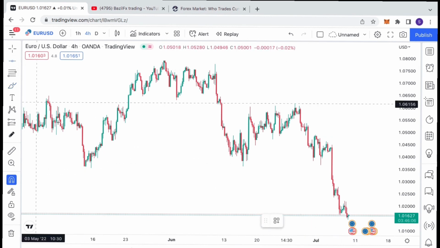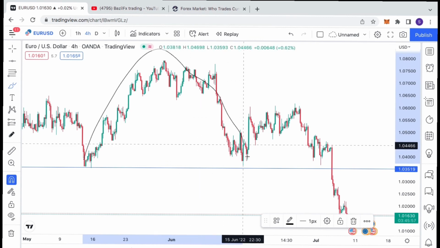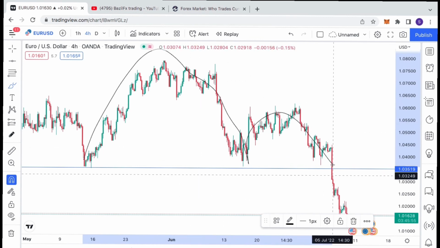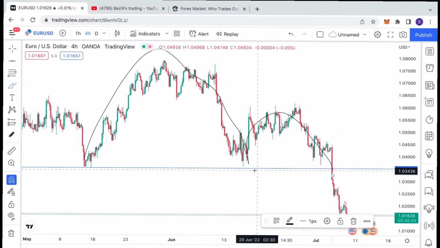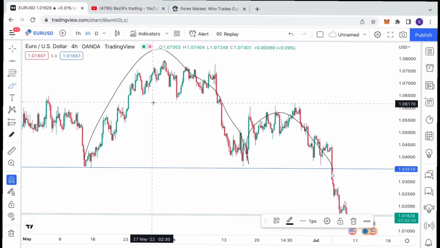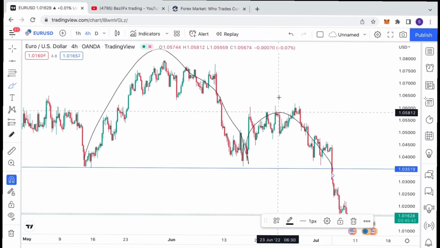It broke this structure here. You see? So this is a cup. The market had formed a cup. This is a cup and handle. These are patterns that I keep on teaching you guys. And if you haven't watched the video about forex patterns, go check it out right now so that you're able to trade all this. Now we had the breakout, the market has to drop down. Right now the euro is really doing badly.